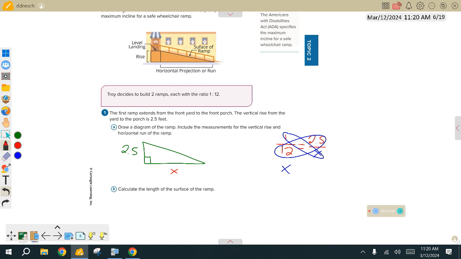So when I cut those joists, it's not quite yet, but it gives me an idea then how far out I'm going to need to put that. And when you do 12 times 2.5, what is that? It is 30 feet. So this is a pretty long ramp in order to meet that requirement by the ADA. 2.5 feet doesn't sound that tall, does it?